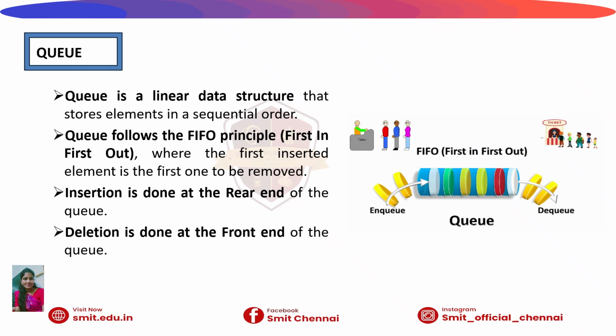Let us understand a queue with an example. Think of a queue like a line of students waiting for their turn. First 10 enters the queue, then 20 and 30 are added at the rear end. Now when an element is removed, 10 comes out first because it entered first. This follows the first in, first out principle. So the element that comes first is removed first in a queue.